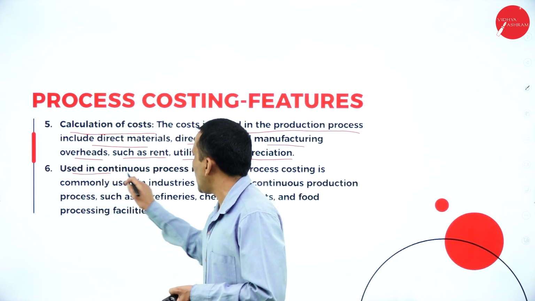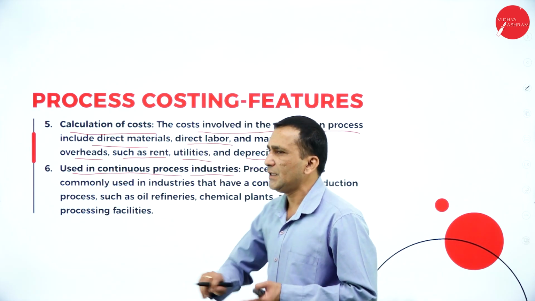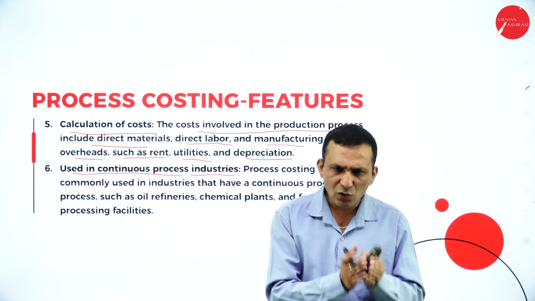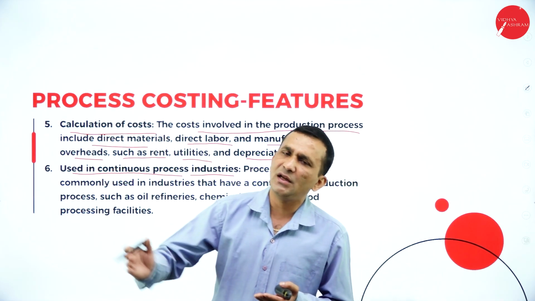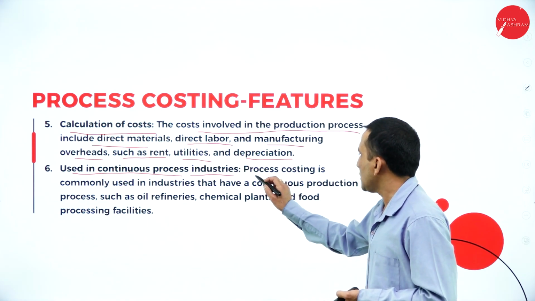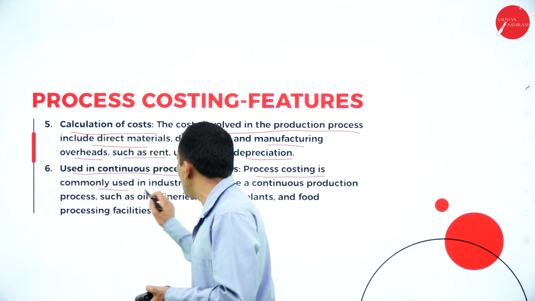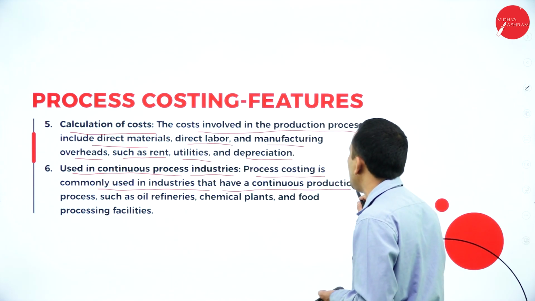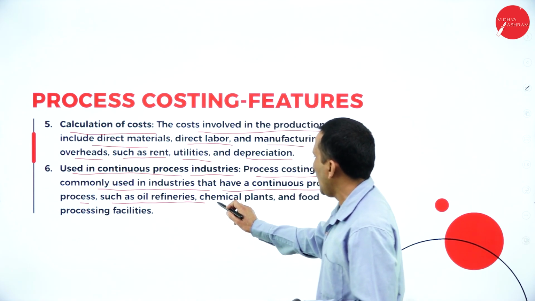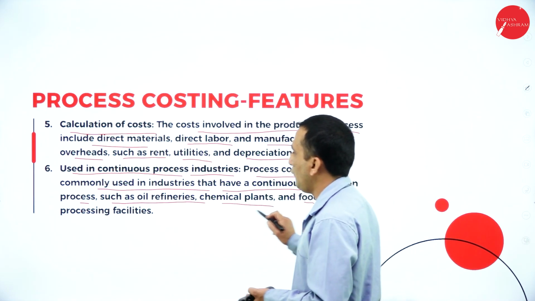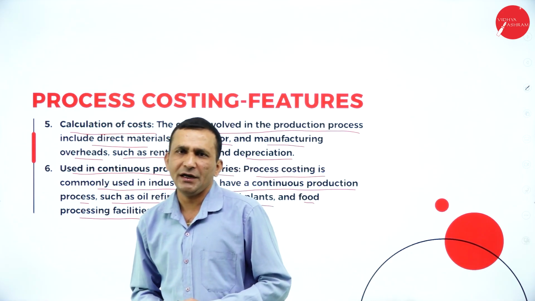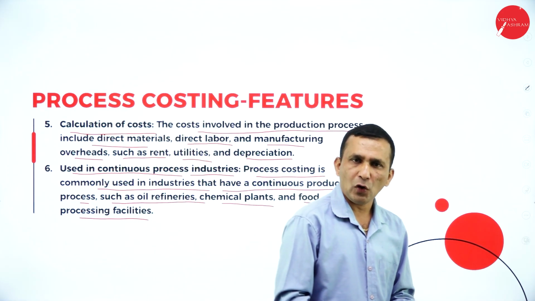Next, used for continuous processes in industry, which is not for one specific product. They are produced with the intention to carry on for a long period, so a continuous process will be going on here. So process costing is commonly used in industries that have a continuous production process, such as oil refineries, chemical plants, and food processing facilities. There are different types of industry using process costing.